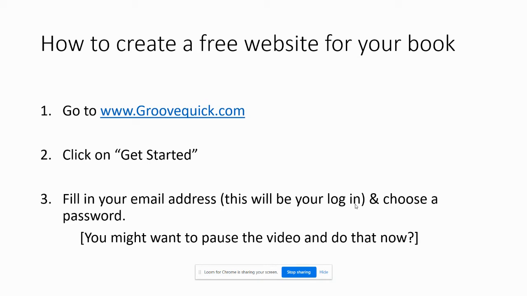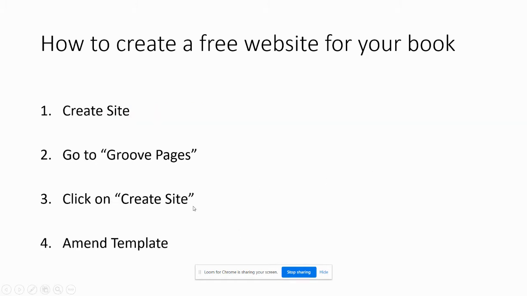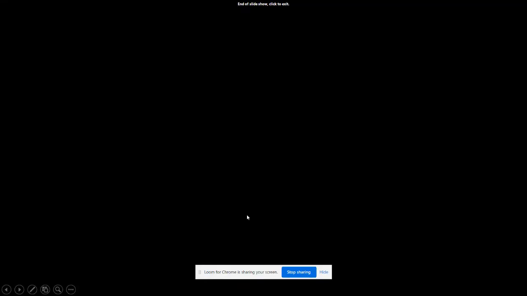When you get there, and I'll show you where that is in a moment, you can just click on Get Started, and then that's going to give you the option of filling in your email address, and this will be your login, and you're also going to choose a password. Now, those are the first 3 steps. Let me show you exactly what that looks like, and also going through everything else.